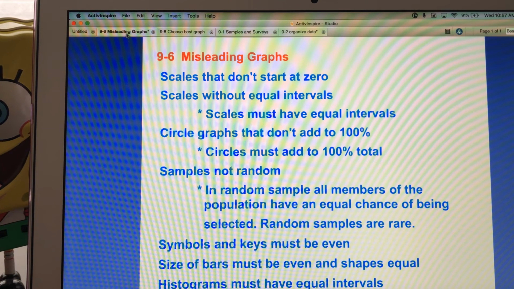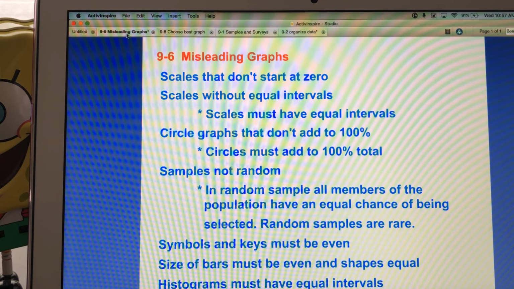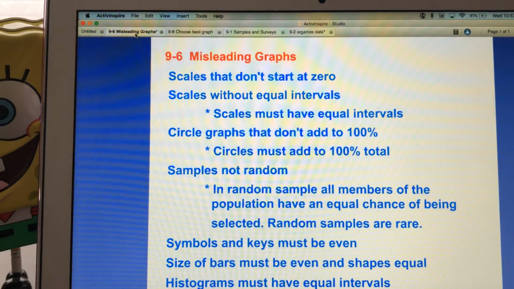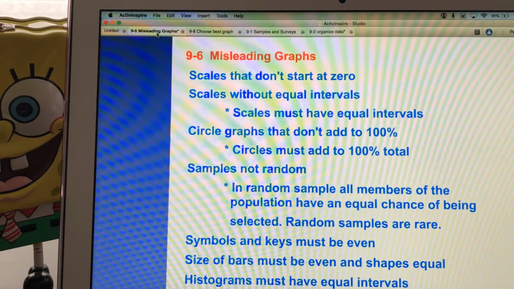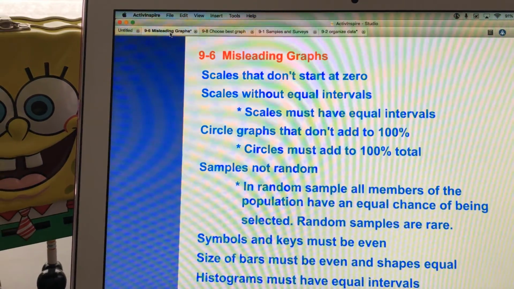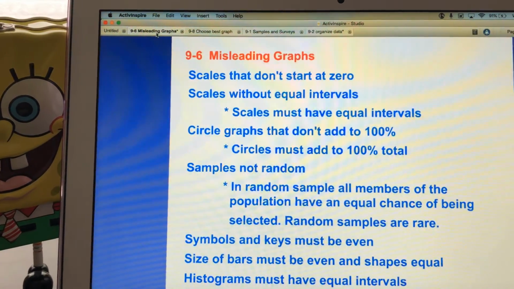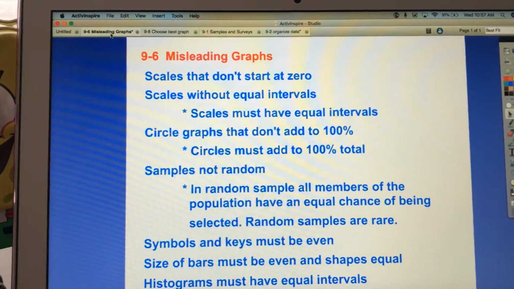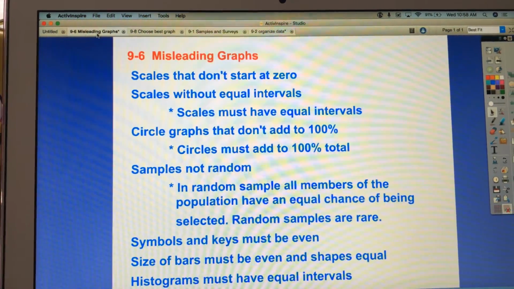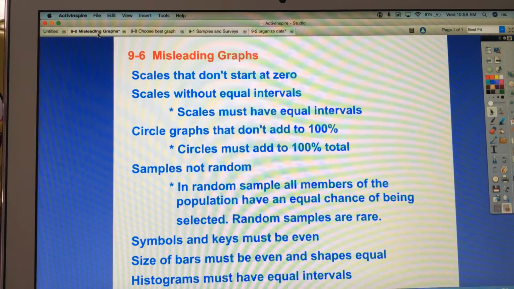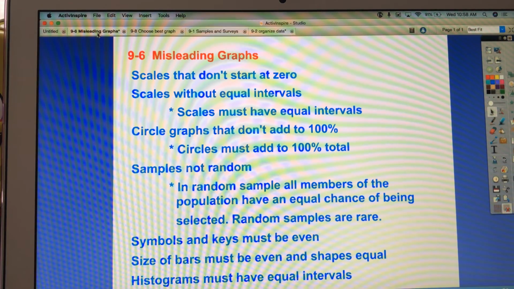Samples that are not random. In a random sample, all members of the population have an equal chance of being selected. Random samples are rare. Symbols and keys must be even. You can't have one symbol 3 times as large as another symbol, and then people will automatically think, well, if the symbol is larger, that must mean it's worth more. You can't do that. The size of the bars have to be equal, and the shapes have to be equal. And histograms must have equal intervals.